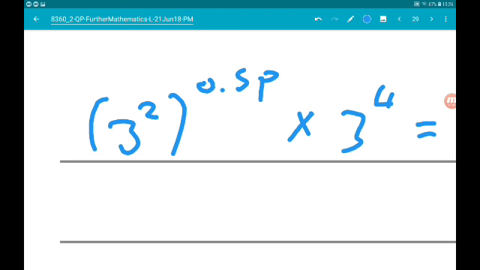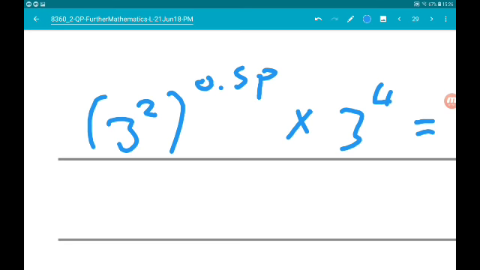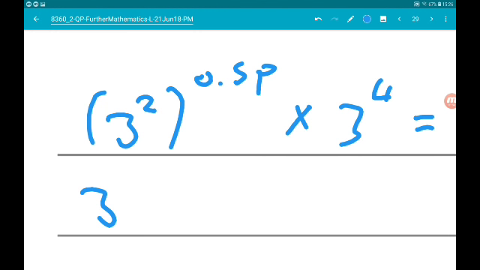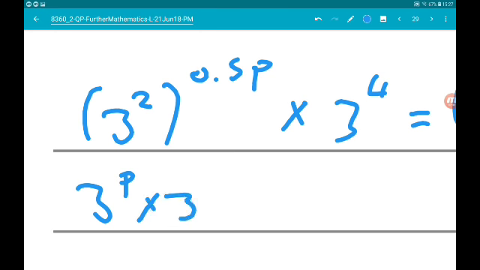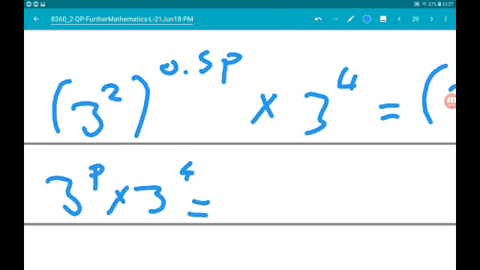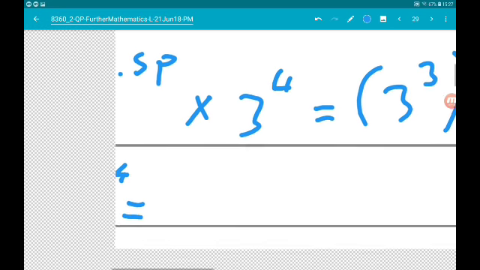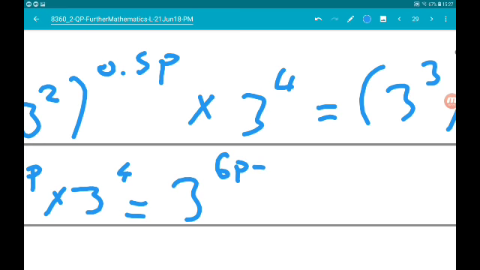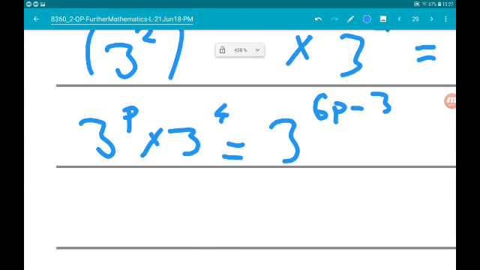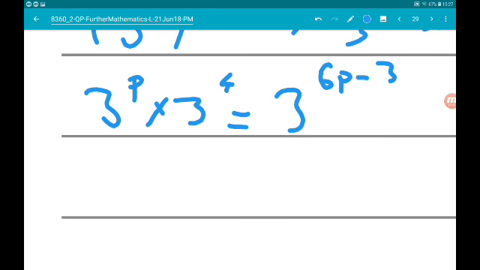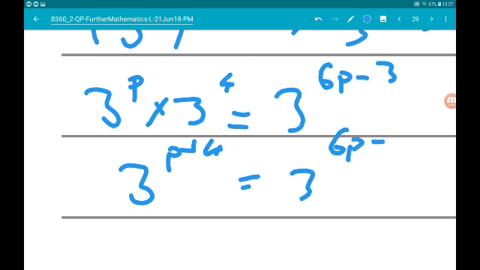So remember, when powers are separated by a bracket, they multiply together. So 3 squared to the 0.5p is 3 to the p, since 2 times 0.5 is 1, times 3 to the 4 is equal to 3 times 2p minus 1, which is 6p minus 3. So we get 3 to the 6p minus 3. On the left, we can combine the terms by adding the powers. So we get 3 to the p add 4 is equal to 3 to the 6p minus 3.